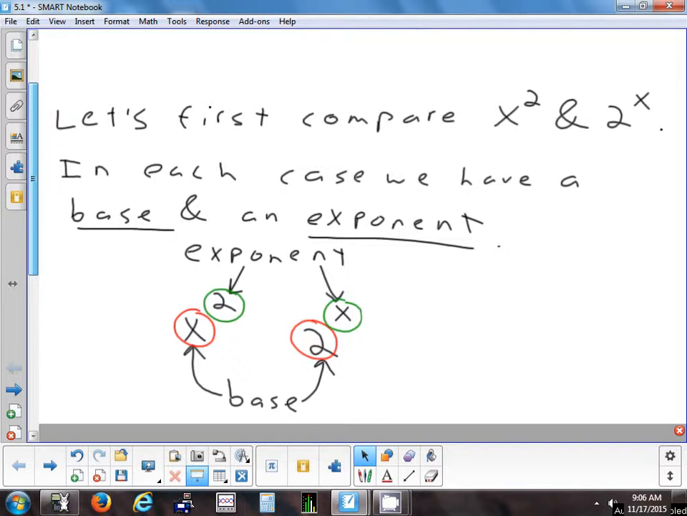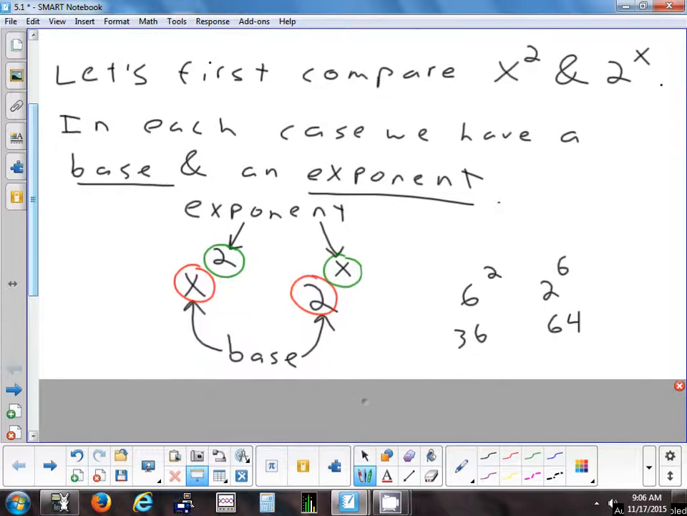X squared? All right, let's say you plug in a number. What do you think's bigger, 6 squared or 2 to the 6th? This is 36. What's 2 to the 6th? 64. And this gets even more obvious as x gets bigger.